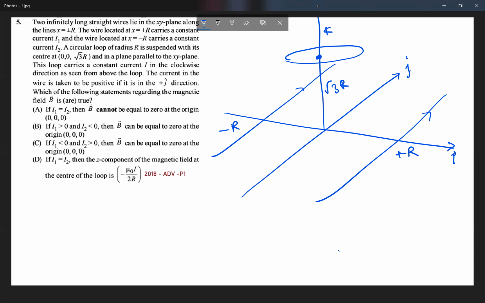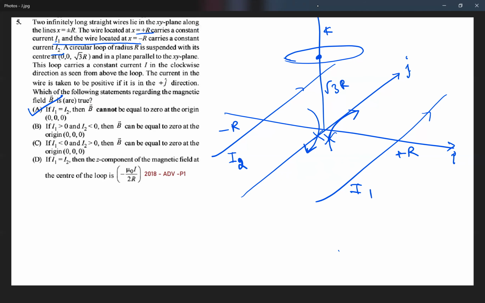If I1 is equal to I2, so I1 is the current at x equal to plus r, and the current at x equal to minus r is I2. If I1 is equal to I2, B cannot be equal to 0 at the origin. Let's check that. I1 is a current going up, so the magnetic field is going to be like this. I2 is a current that is going up, so the magnetic field is going to be in the downward direction. I1 is equal to I2, so the magnetic fields of both of these currents cancel out.